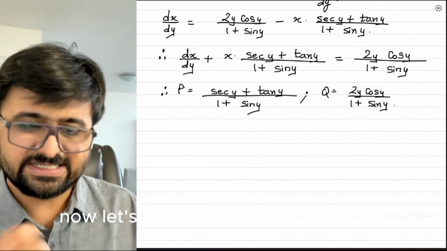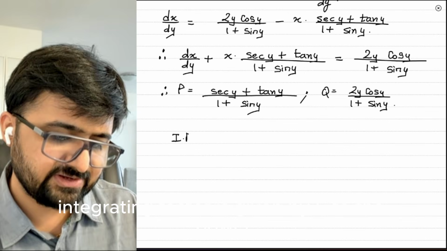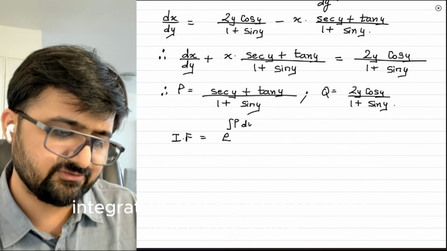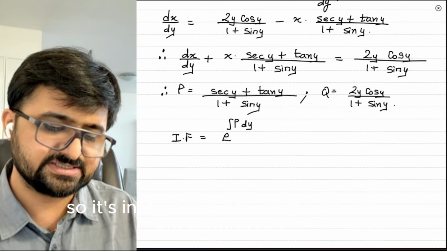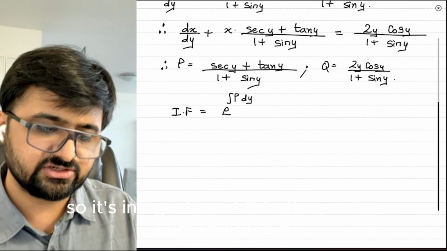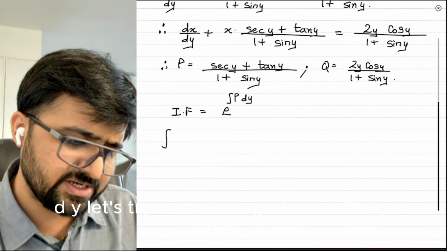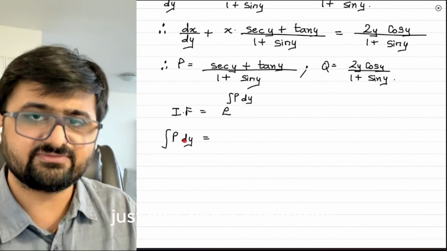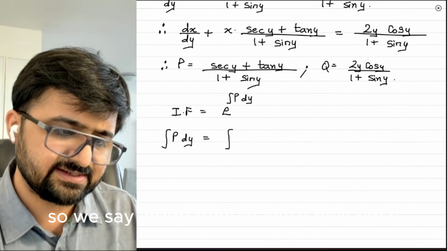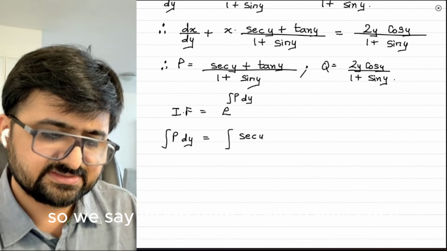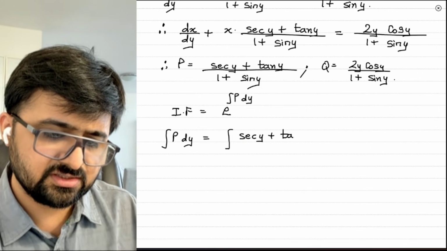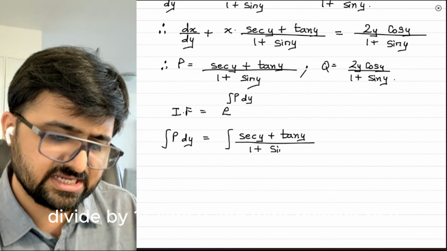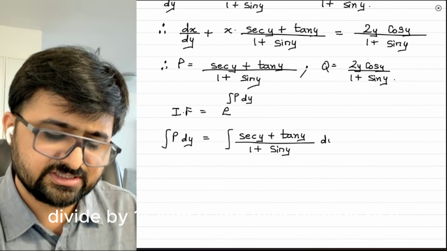Now let's try to find the integrating factor. We know that the integrating factor is given by e to the power integration of p dy, because p is a function of y now. Let's try to find the integration of p dy first. Since it's a bigger function, let's find it separately. So we say the integration of (sec y plus tan y) divided by 1 plus sin y with respect to y.